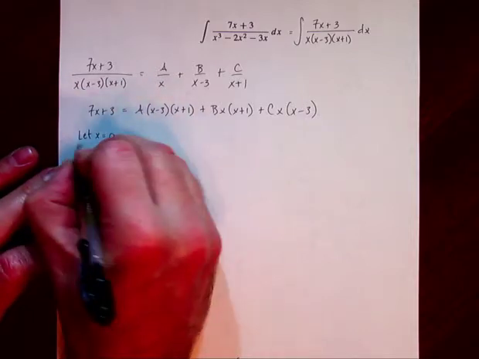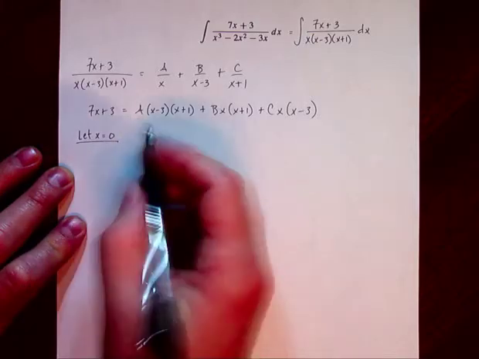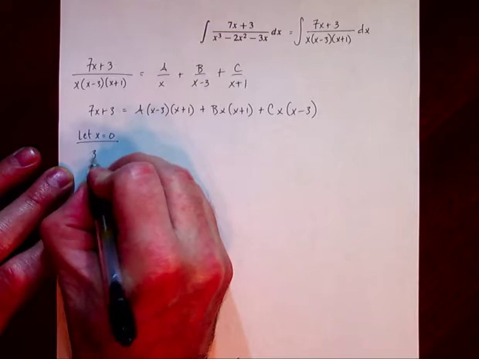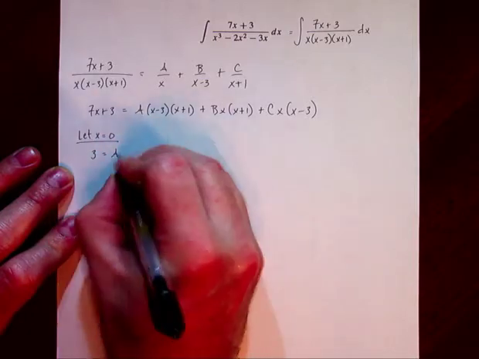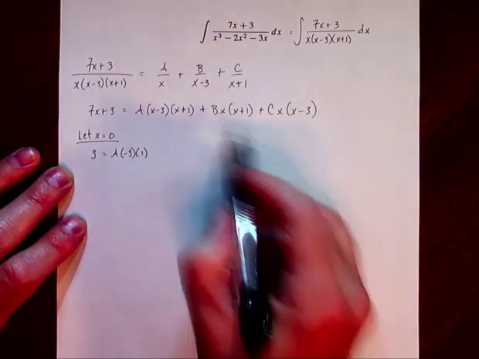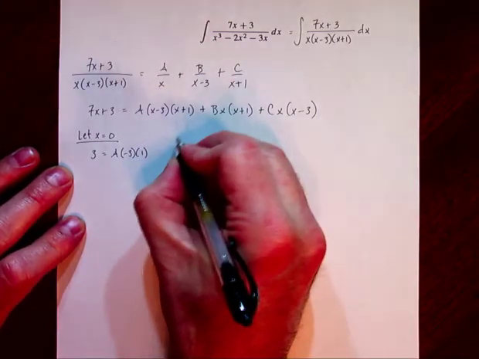So let's let x equal 0, and that's going to help us get a. So this becomes 7 times 0 plus 3, or 3, and this is a times negative 3 times 1. Now x equal to 0 is going to make this term 0 and this term 0, so I'm not even going to entertain them.